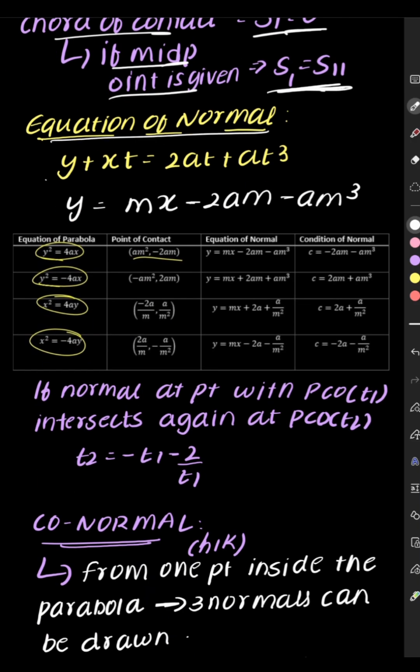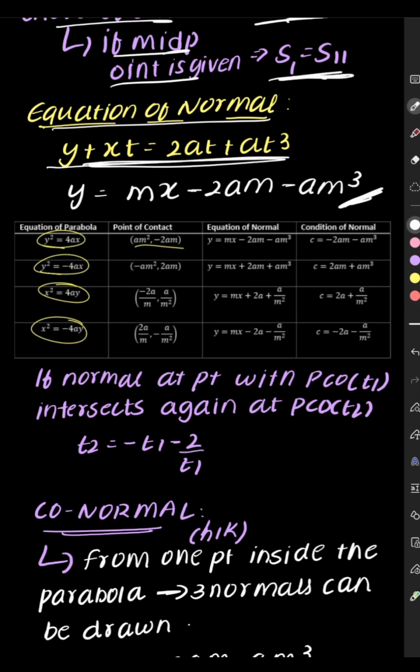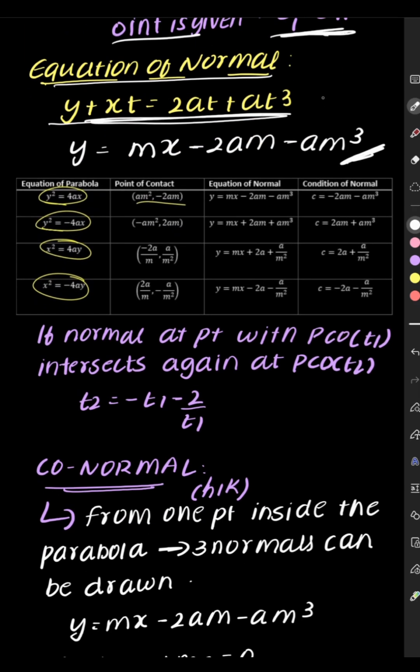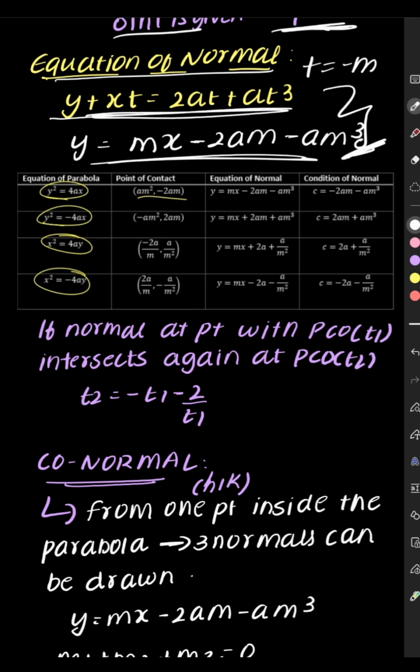Equation of normal. So this is the parametric form for y square equals 4ax, obviously. This is the slope form. Now here just remember one of these, and to write the other you're just going to replace t with minus m, or m with minus t. I recommend you learn the slope form.